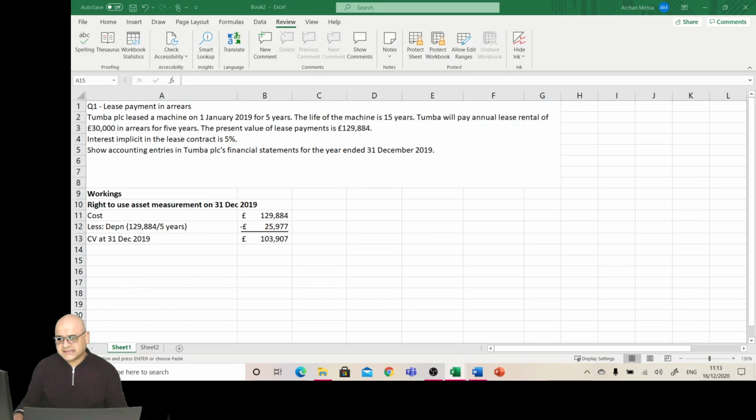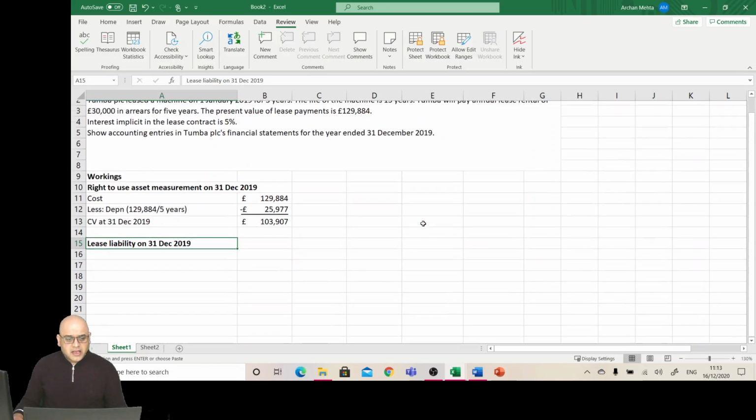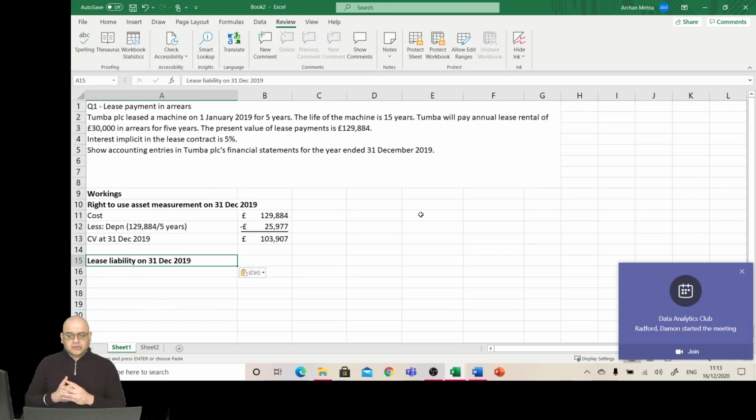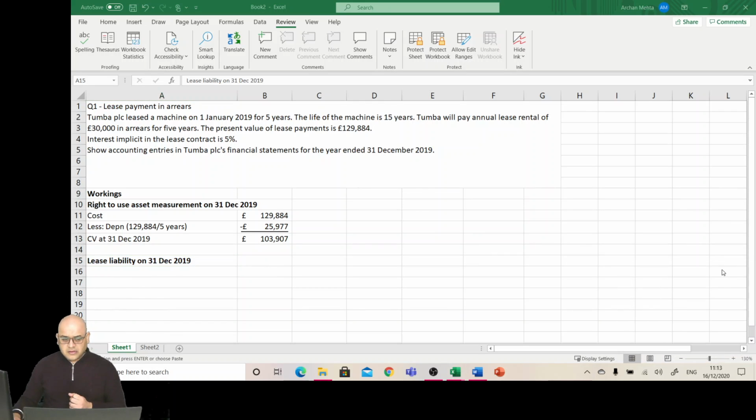Now let's talk about the lease liability on 31st December 2019. So this is our second working, lease liability. Now the issue of payment in arrears or in advance comes into the picture. When the payments are made in arrears, then we should charge the interest on the outstanding amount before removing the lease rental from the total amount, which includes the outstanding amount plus the interest.